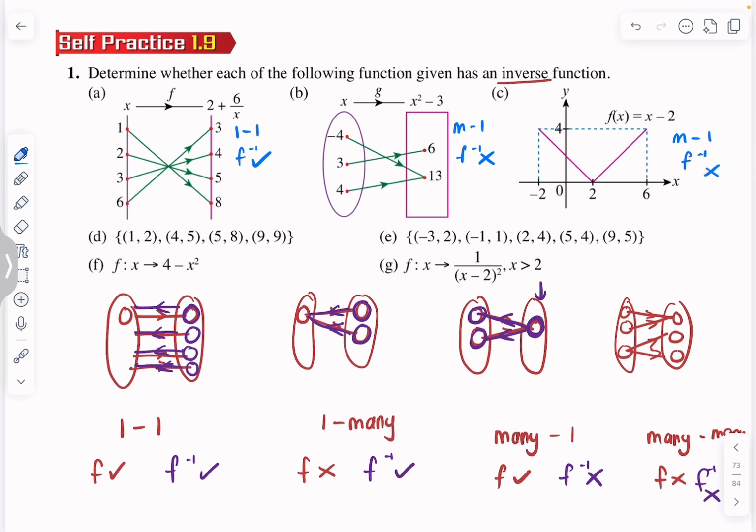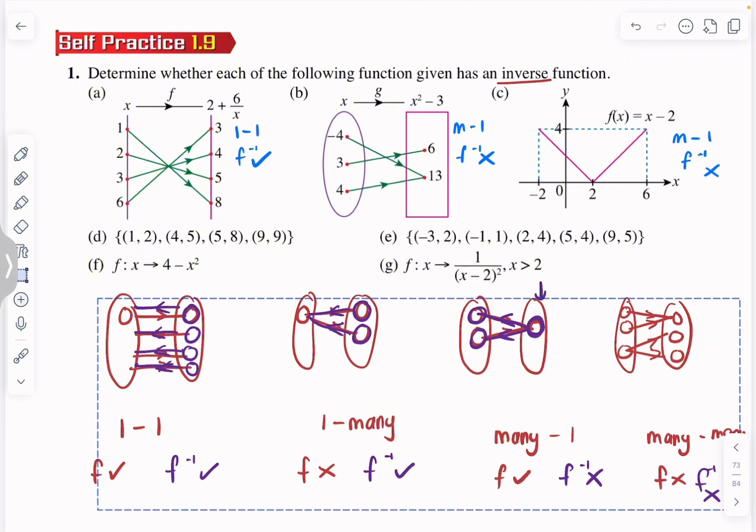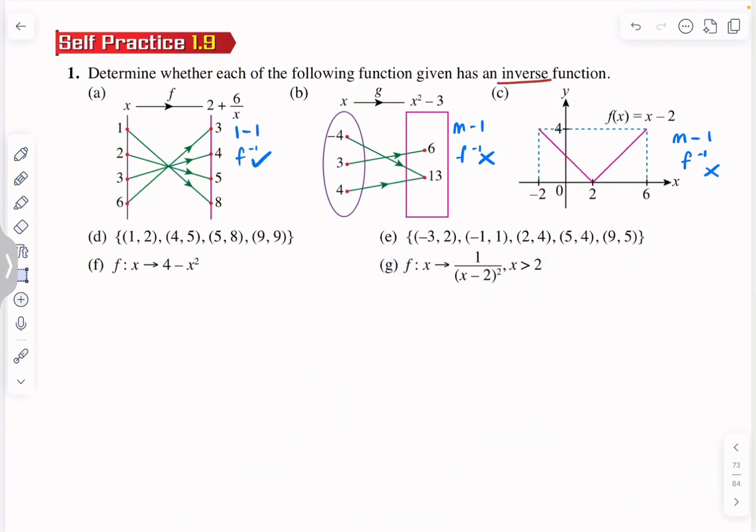Okay, D. I erase this all first. Let's look at D. For D, we can try to sketch a bit. We can draw our diagram. So 1, 4, 5 and 9. 1 becomes 2, 4 becomes 5, 5 becomes 8, 9 becomes 9. This is just one to one. So the inverse function will exist.